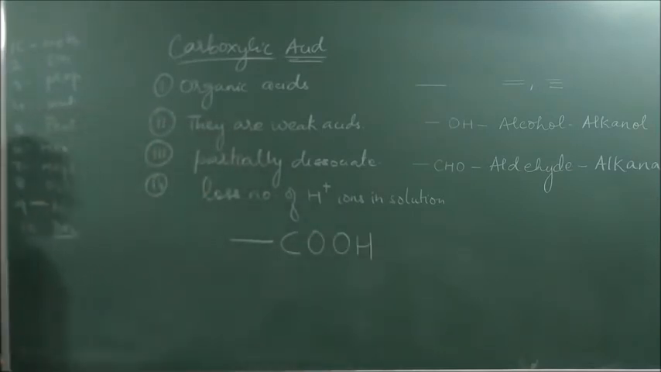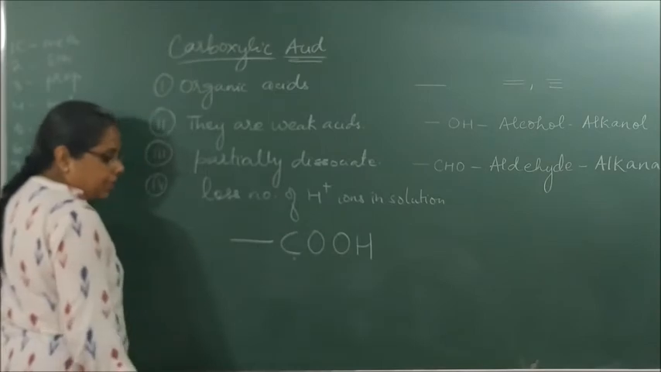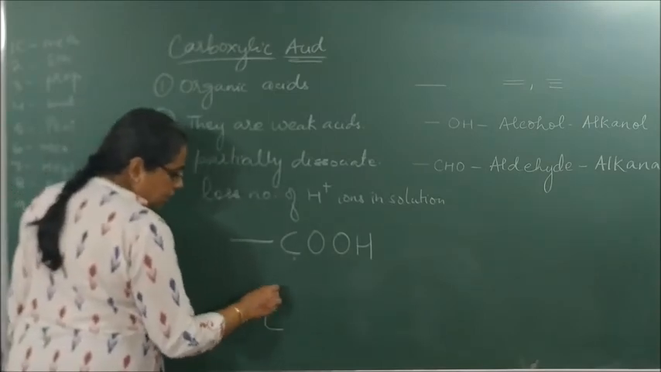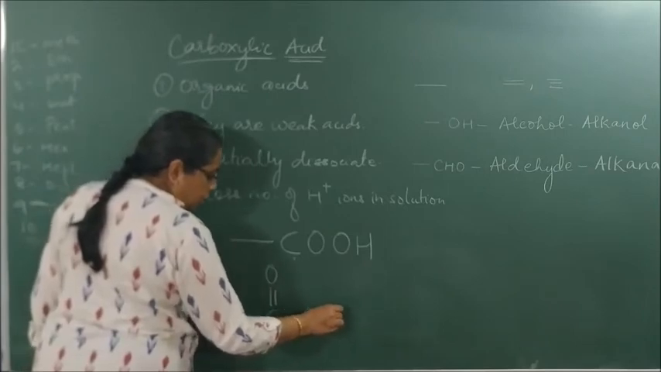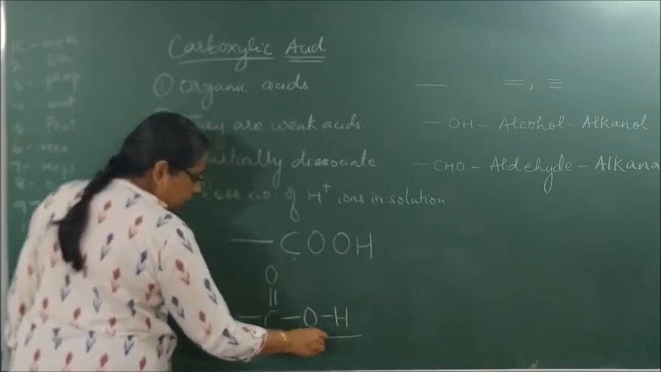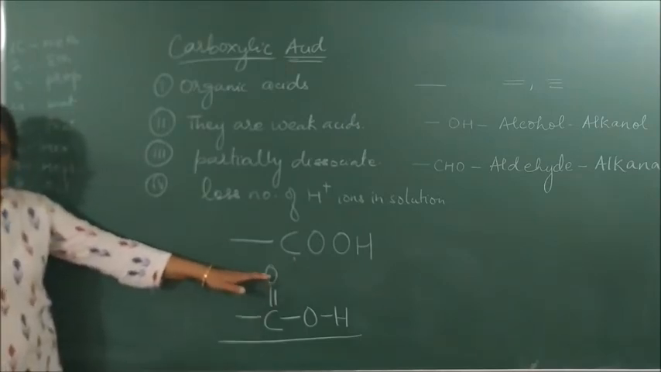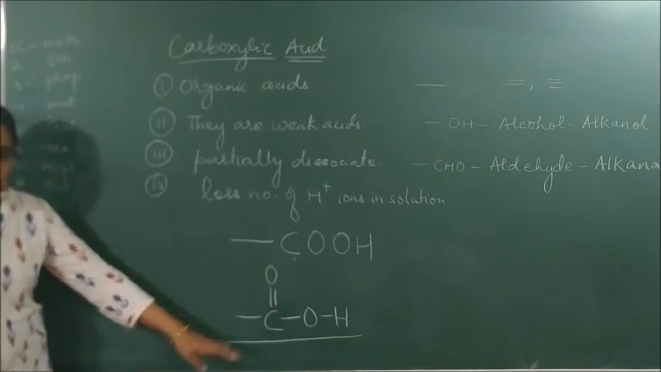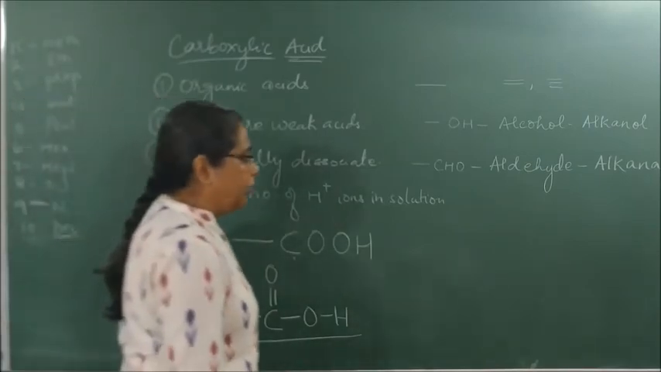Their functional group is what? COOH. How do we arrange so that the 4 valencies of carbon are satisfied? C, double bond O, single bond O, single bond H. This is carboxylic acid. You write them as C double bond O, single bond O, single bond H. Clear? Now, how are they named in IUPAC?